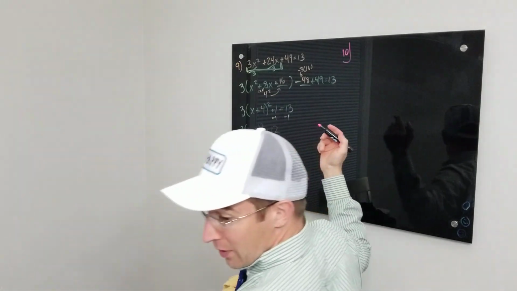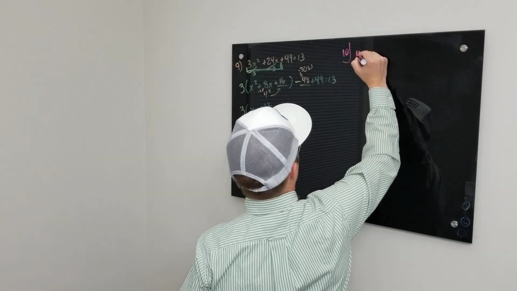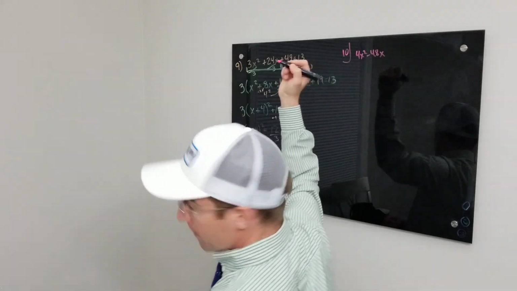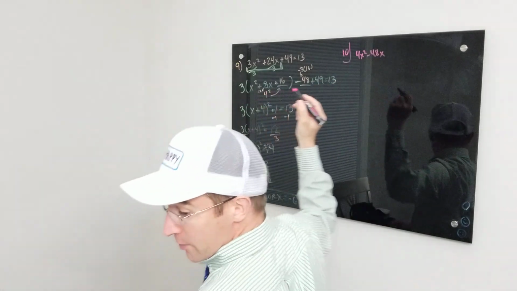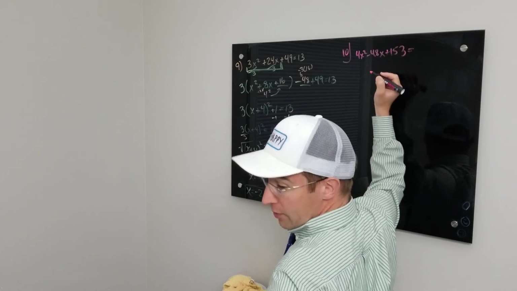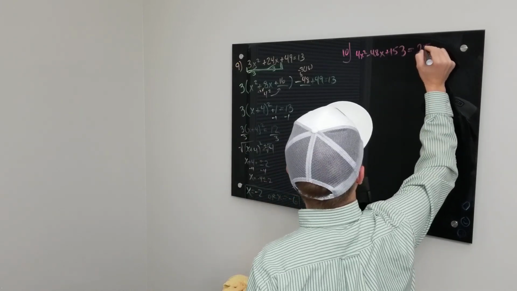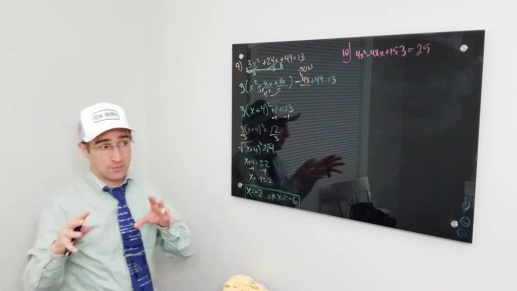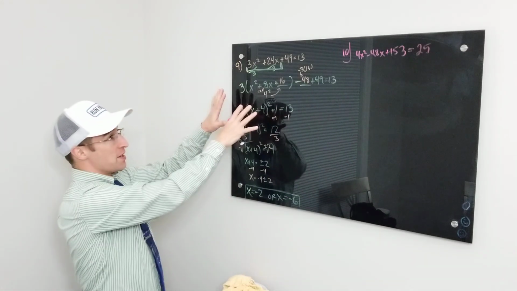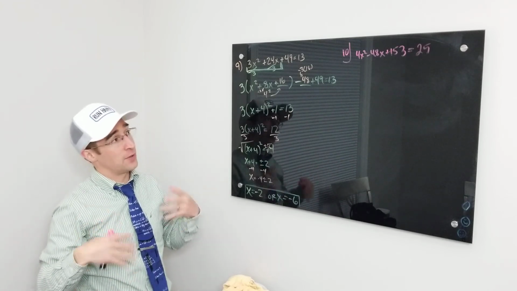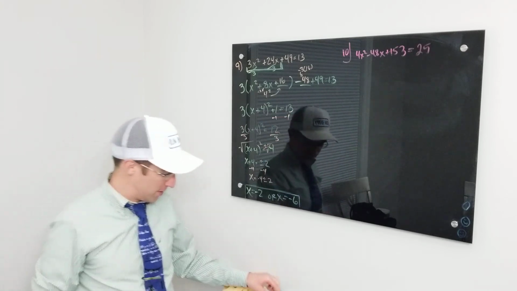Here we have 4x squared minus 48x plus 153 equals 25. Okay, so we're going to do the exact same ideas as with this problem, but obviously we have different numbers in problem 10. So we're going to look at it and say, okay, just look at the x parts.